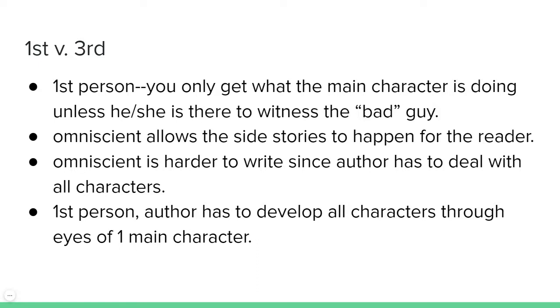But omniscient allows the side stories to happen for the reader, and that can be quite engaging. However, omniscient is harder to write since the author does have to deal with all the characters instead of just one. With first person, the author has to develop all the characters through the eyes of one main character. Instead of that outside observer, everything has to be channeled through that one main character.